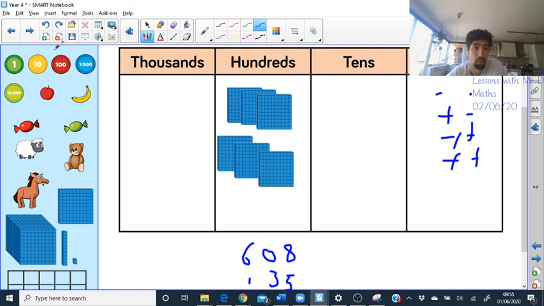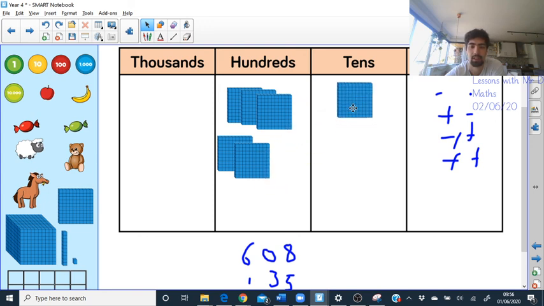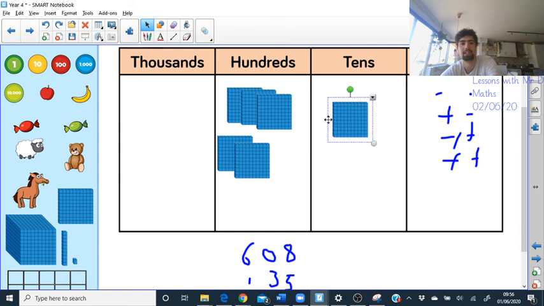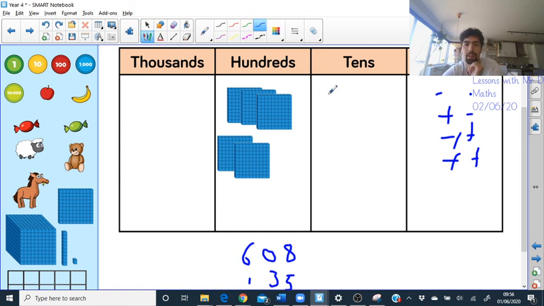I can rename. All the terms are very similar. I can rename one of my hundreds and name it as not 100 but 10 tens. So that 100 was there, from the 600, so now I can rename that as 10 tens. I haven't got rid of it. I'm going to rename it as 10 tens. 6, 7, 8, 9, 10.